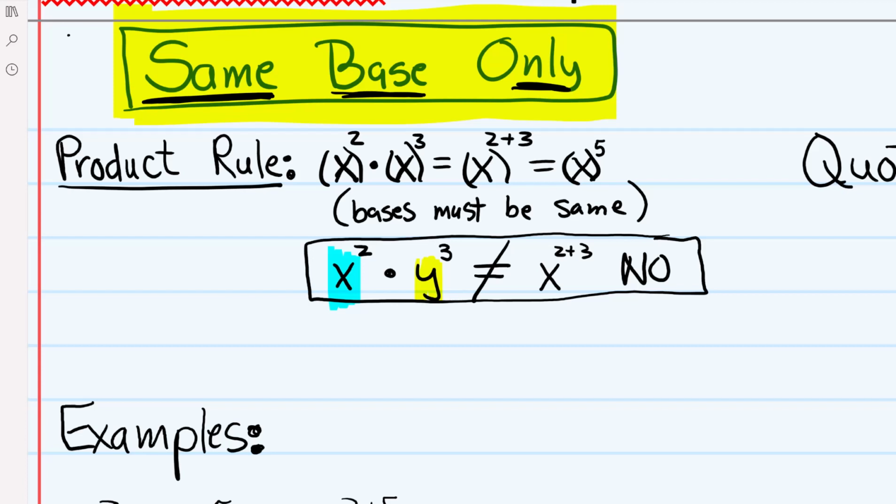And let's think about that. X times x looks just like that. X cubed looks like that. When you multiply those, that's 5 of those. So when you multiply the same base like that, the repeated multiplication becomes the exponent. So when you multiply powers of the same base, you add the exponents.